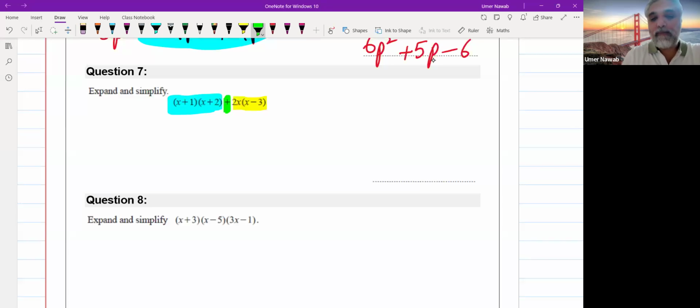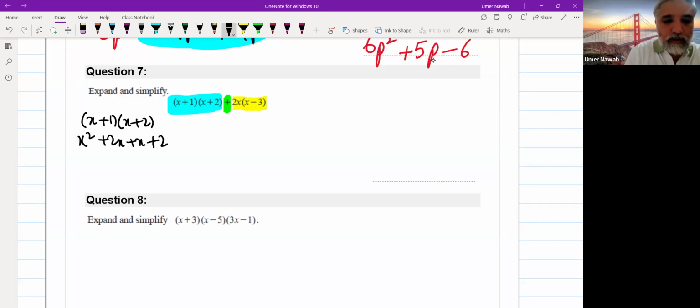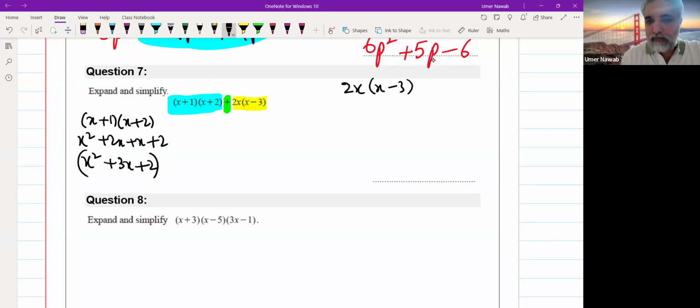Now we have these two brackets multiplying, and 2x is multiplying with them, and there is a plus sign in between. So what I'm going to do, guys, I'm going to multiply x plus 1 and x plus 2 first. X plus 1 multiplied with x plus 2 on the side. It gives us x squared plus 2x plus x plus 2. And after simplification, it gives me x squared plus 3x plus 2. Got it? And 2x multiplied with x negative 3 gives you 2x squared negative 6x.